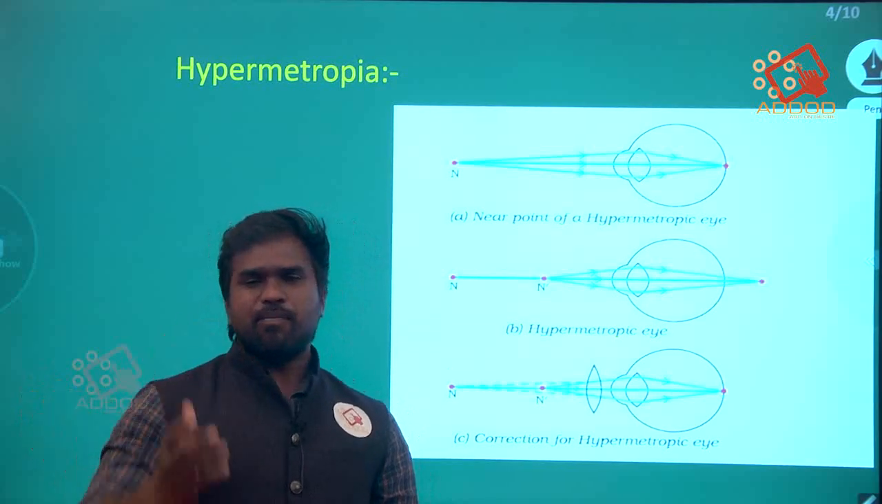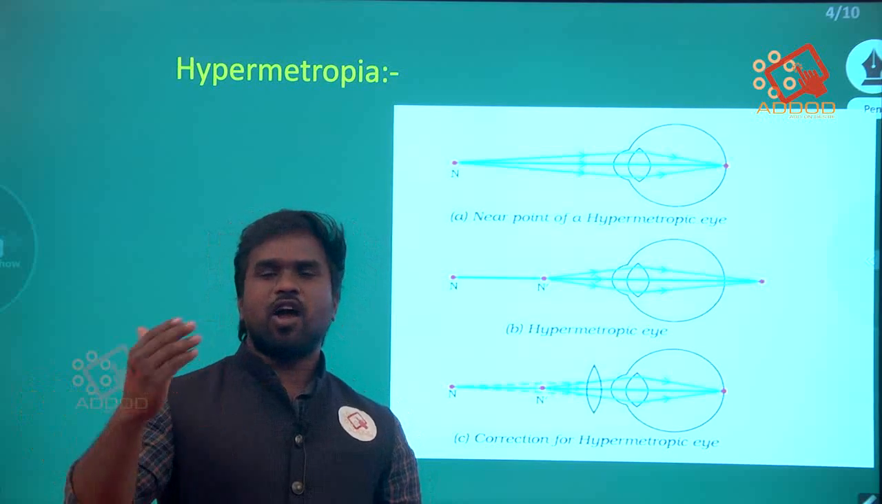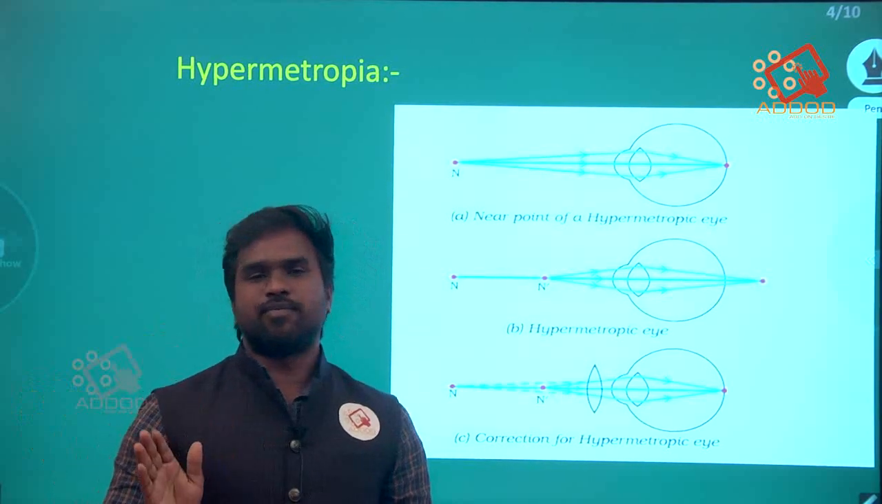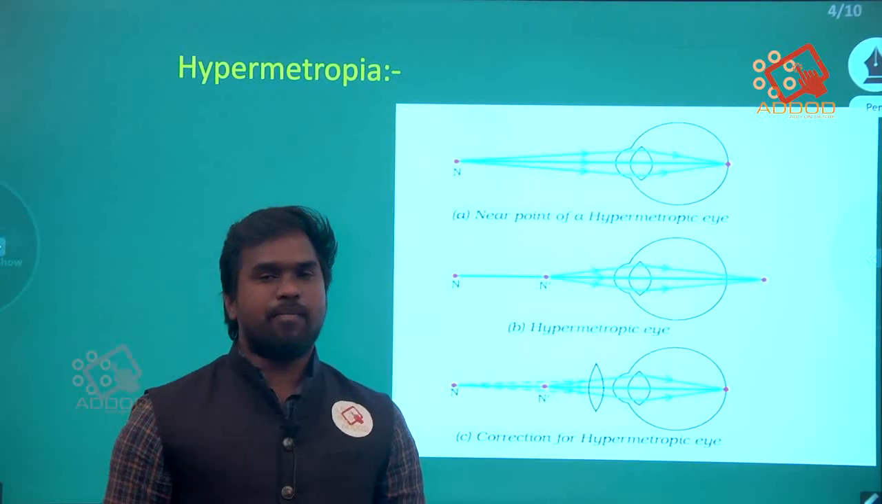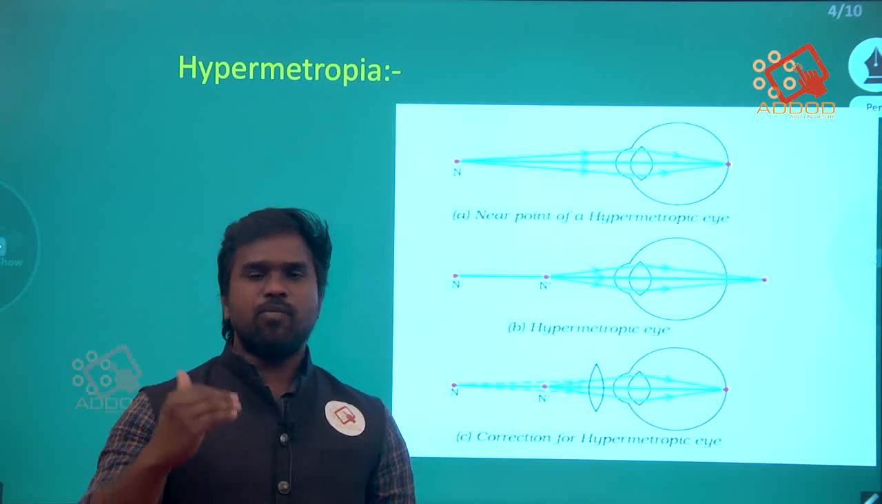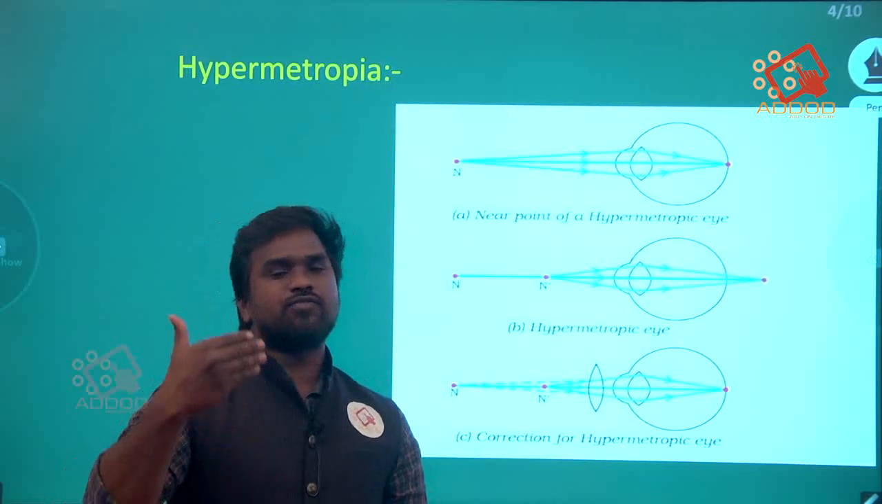Okay? What is hypermetropia? Some people can see longer objects but cannot see shorter, nearer objects. That is called hypermetropia. Right? What is the next point? In hypermetropia, we also have the near point.